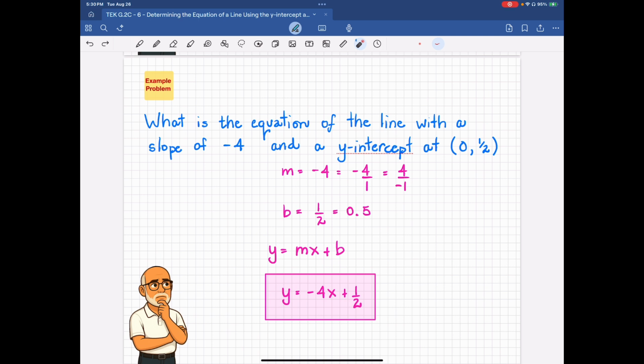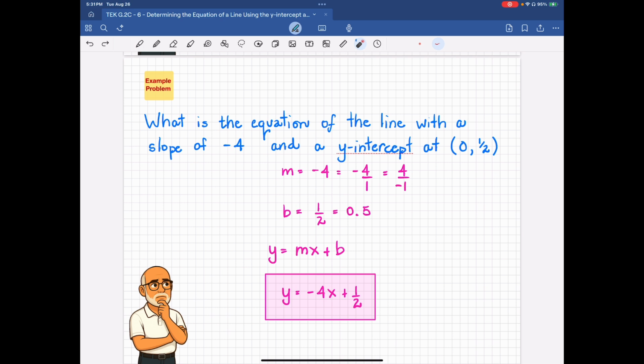Now that changes this drastically when we're looking at the graph, because instead of going down 4 and over 1, we're going to go up 4 and back 1. So this 4 is my rise, and it's a positive 4. This negative 1 is my run. I also know that this becomes my y-intercept, which means that the y-intercept is at 1/2, and I can change 1/2 into a decimal number by writing it as 0.5.